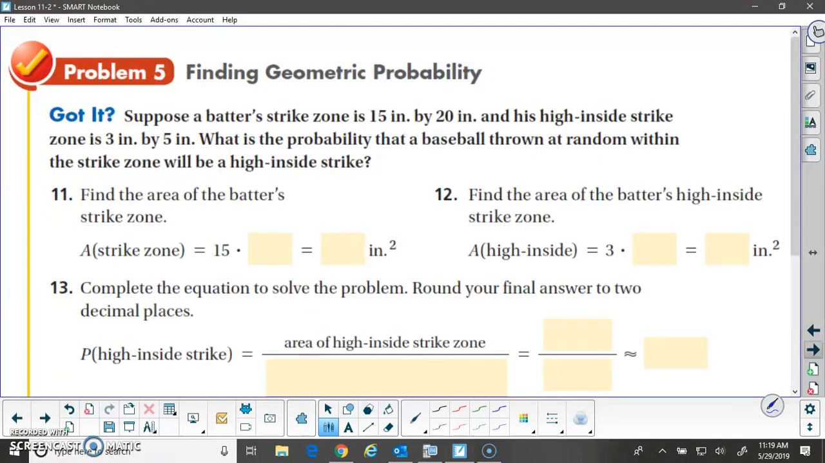Going on to problem number 5, it says suppose a batter's strike zone is 15 inches by 20 inches, and its high inside strike zone is 3 inches by 5 inches. What is the probability that a baseball thrown at random within the strike zone will be a high inside strike? So the first thing we do is find the area of the batter's strike zone. So it's 15 by 20, which gives us 300 square inches. The next thing we're going to do is find the area of the batter's high inside strike zone. So that's 3 times 5, which is 15 square inches.